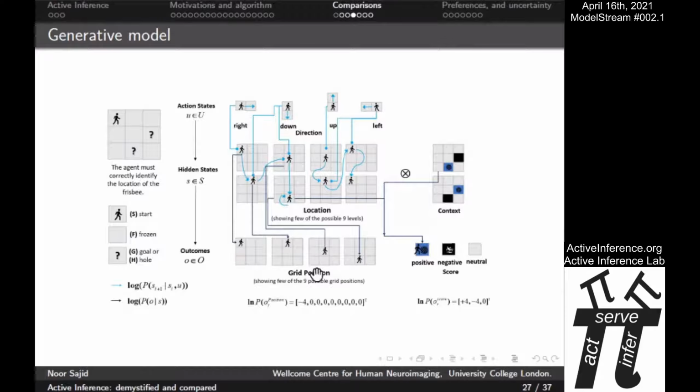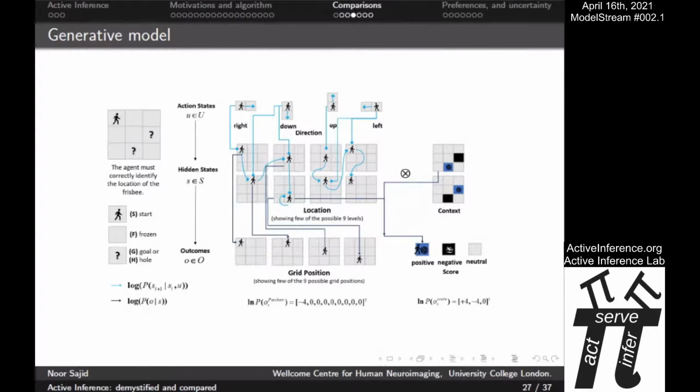At each time point, the agent will observe 2 outcomes. One would be its own position in this particular maze, and the second would be the score that the agent would get. The likelihood for the grid position is entirely determined by the location of the agent, and the score is determined by both the location and the context in play. So if the agent is in location 6 and it's in context 2, then it will receive a positive reward. Otherwise, it will receive a negative or neutral reward, depending on where it is.